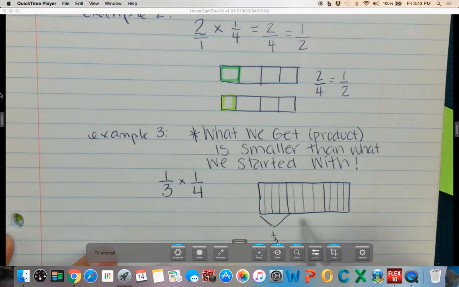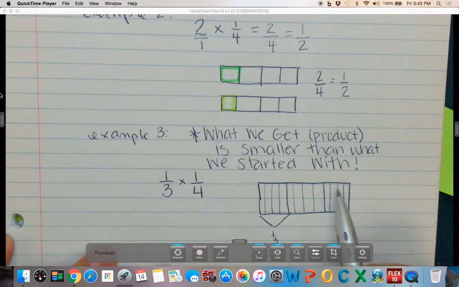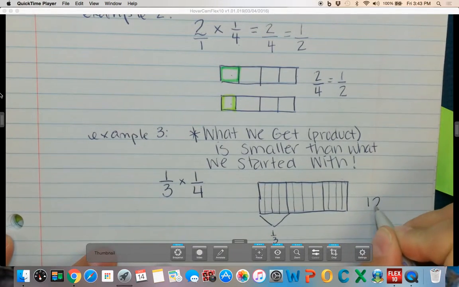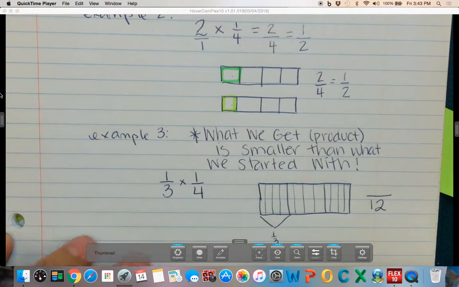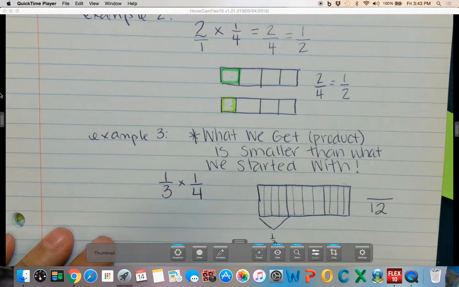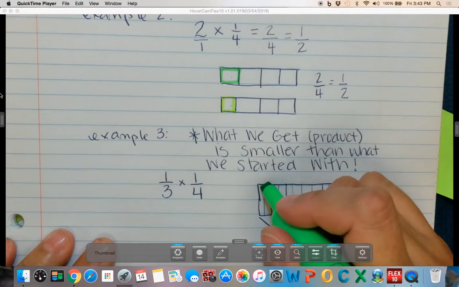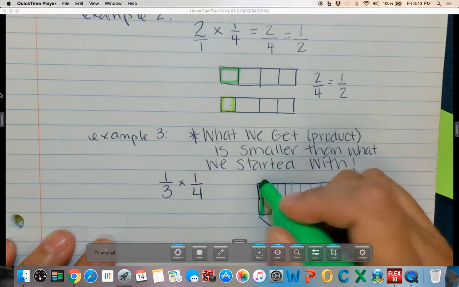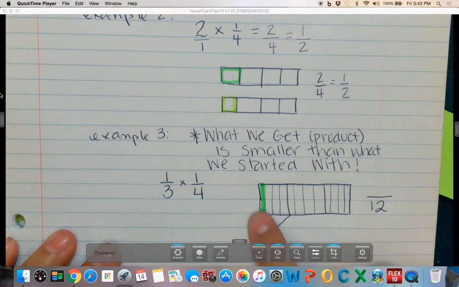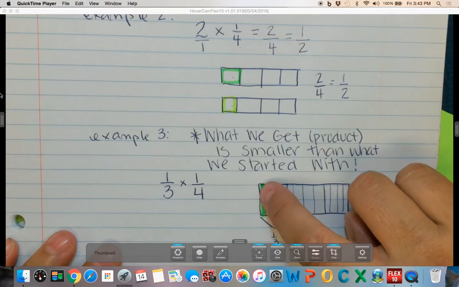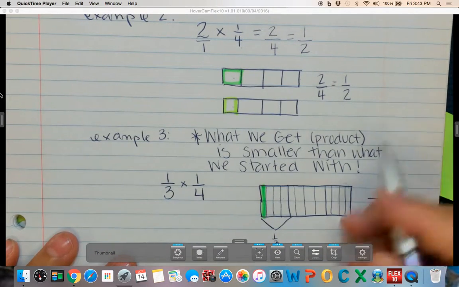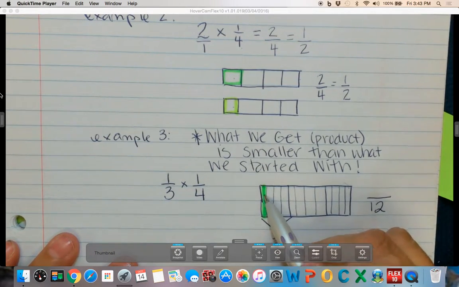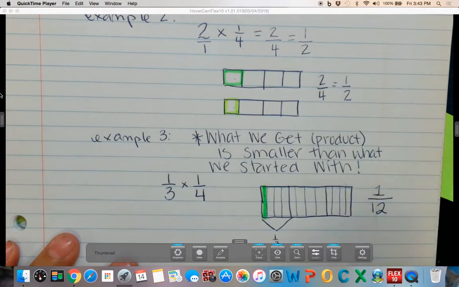How many pieces does this all have now? 1, 2, 3, 4, 5, 6, 7, 8, 9, 10, 11, 12. I have 12 pieces. And it wants to know how many 1/4 are in this whole thing. Out of the 1/3, I only have 1/4, which means I have 1 out of 12 pieces.